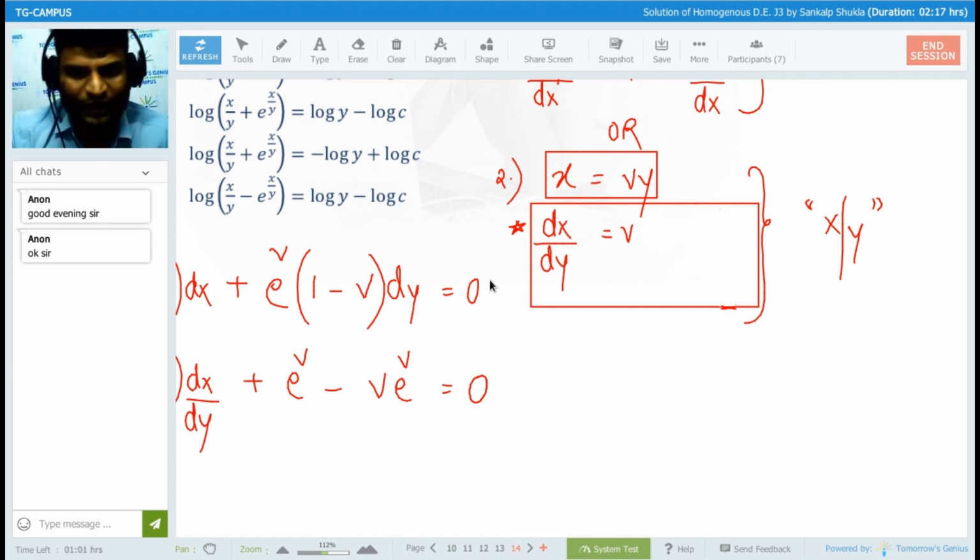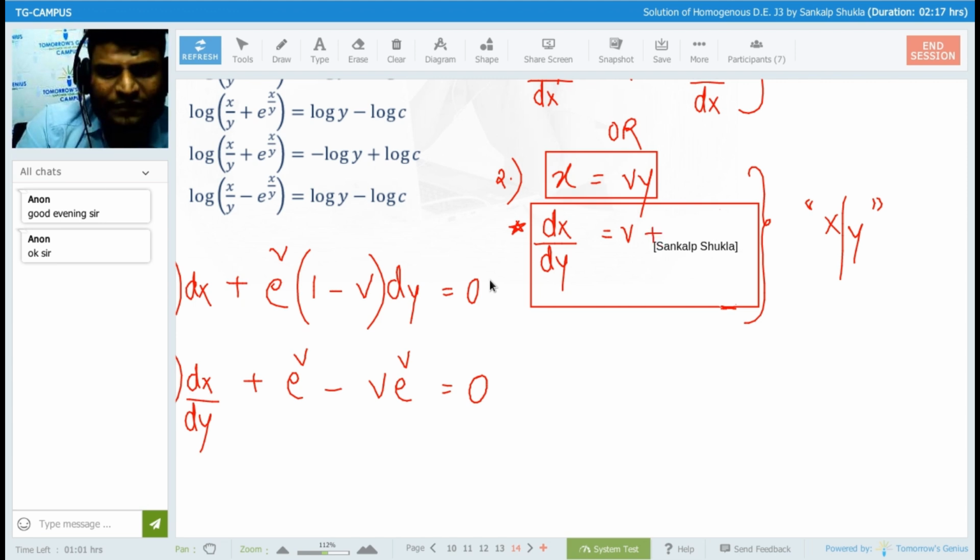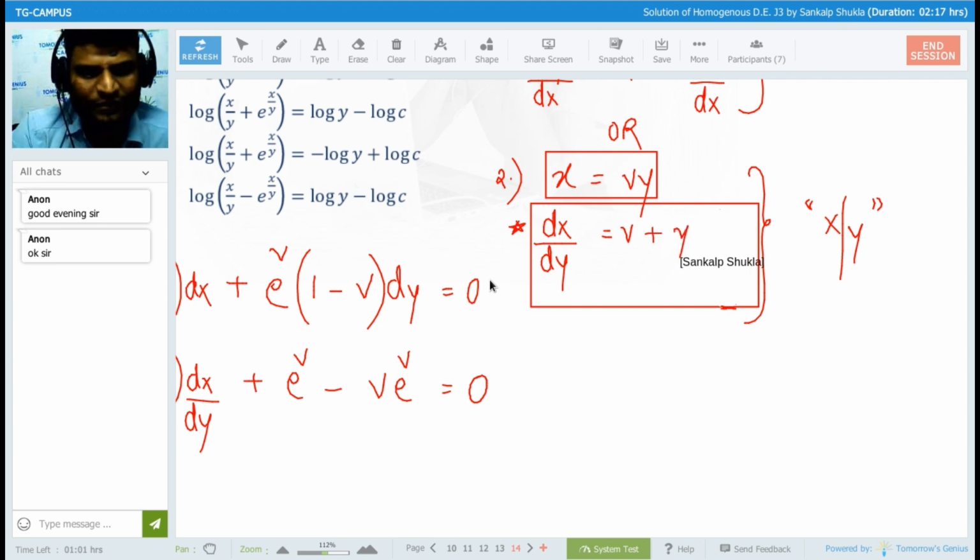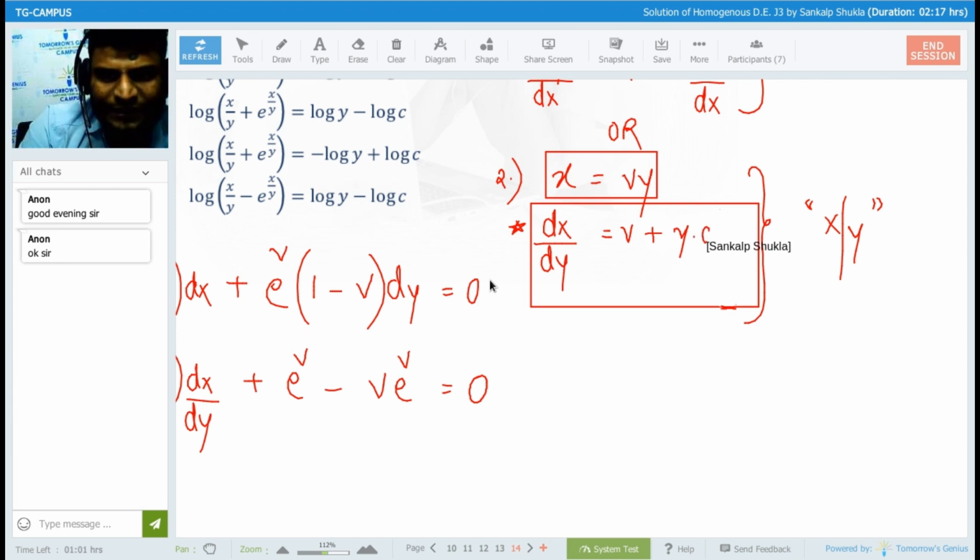No, you are differentiating with respect to y only. Sorry, my bad. You are differentiating with respect to y only, right? So v is the variable, so you have to take it out. And what is the derivative of y? It will be 1 only. Plus, then y will be written and it will be dv by dy. This is the case.